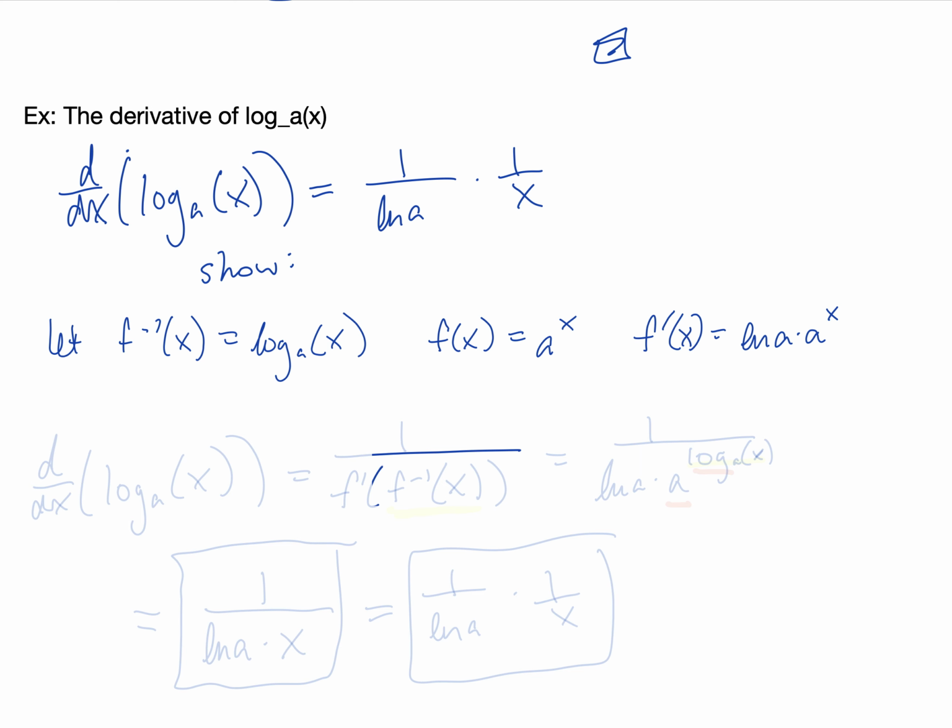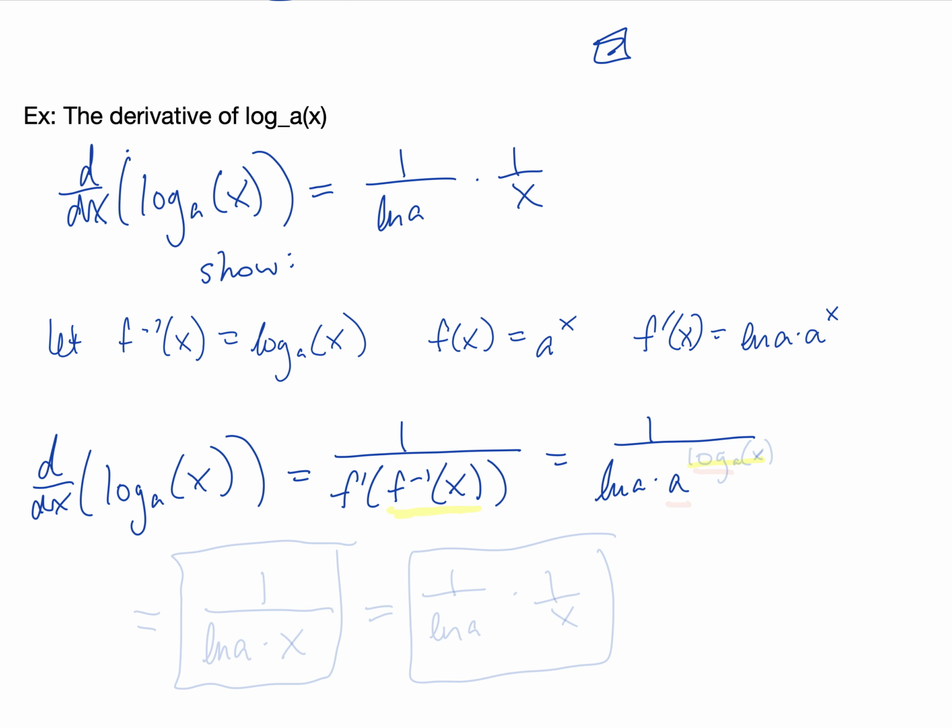Now, that means that the derivative with respect to x of log base a of x is equal to 1 over, in general, f prime of f inverse of x. So what is that in our situation? That's 1 over f prime, which is natural log of a times a to the x, but it's not just x, it's f prime of f inverse of x, so that's what's going to go up here where x would go.